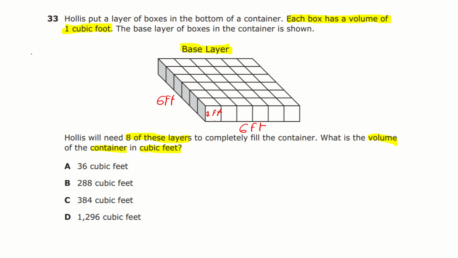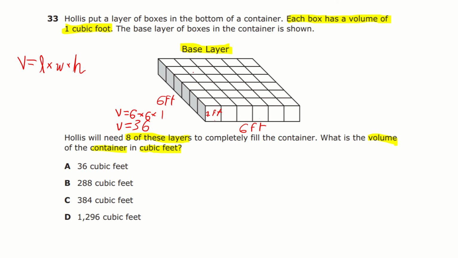And as you remember, the formula to find the volume of a rectangular prism is V equals L times W times height. So the formula is length times width times height equals volume. So let's plug in these values. So V equals 6 times 6 times 1. So the volume of the base layer is 36.